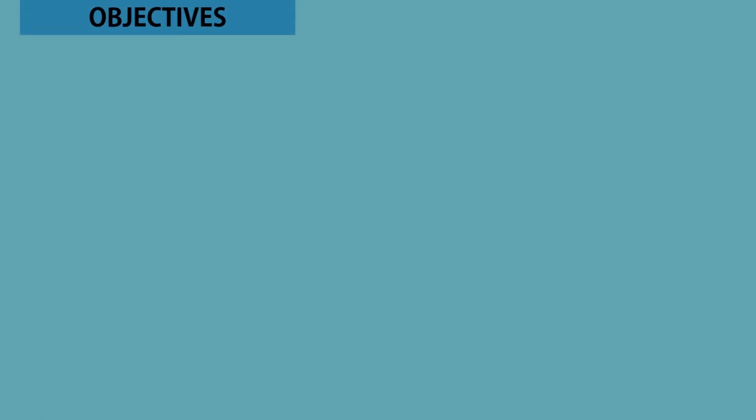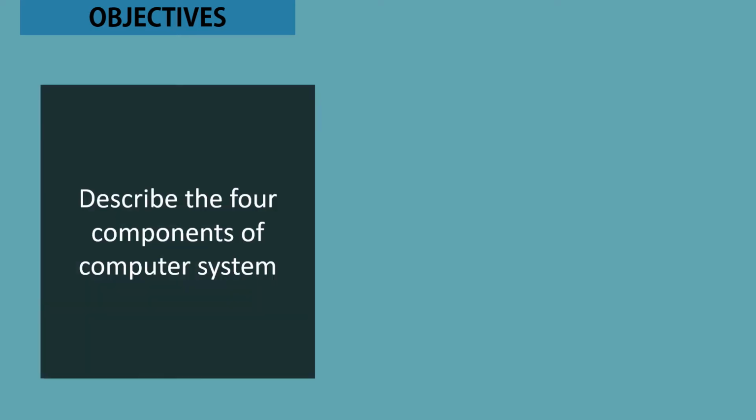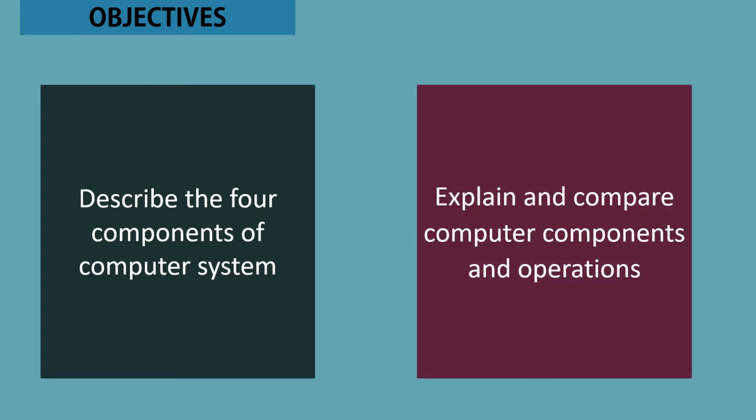Okay, so our objectives. Objective number one: at the end of the lesson, you will be able to describe the four components of a computer system. And number two, explain and compare computer components and operation.